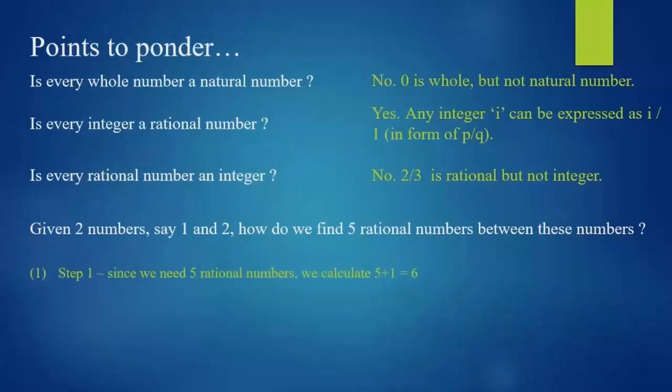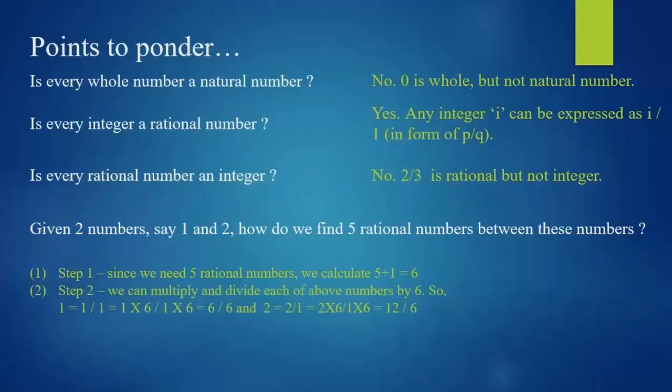How can we do it? So step one is, since we need 5 rational numbers, just calculate the number of rational numbers plus 1, that is 6 in this case. Then multiply and divide each of the above numbers by that number. Since we have the number 6, 1 can be expressed as 1 by 1, which is equal to 1 into 6 divided by 1 into 6, that is 6 by 6, right? 6 by 6 is 1.